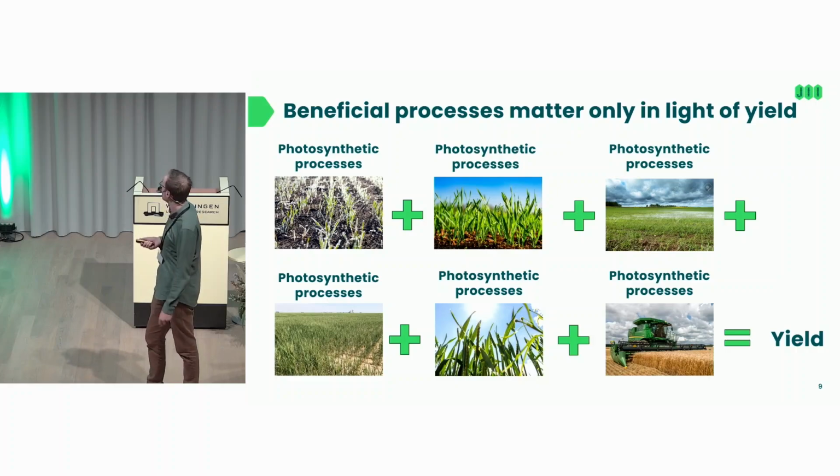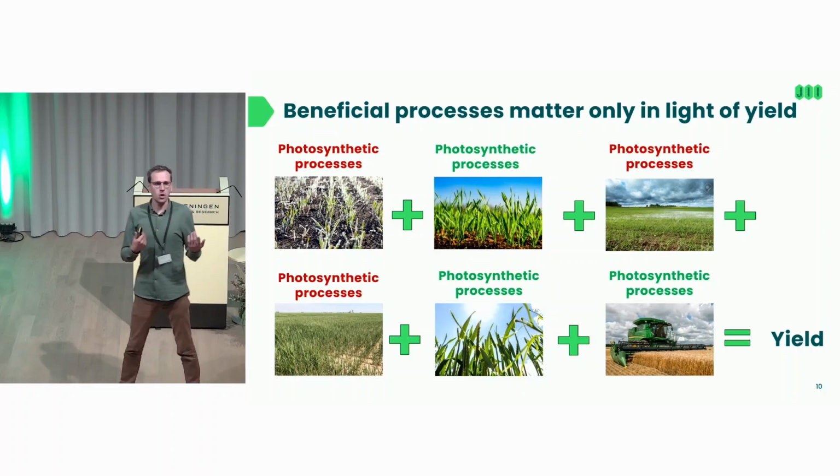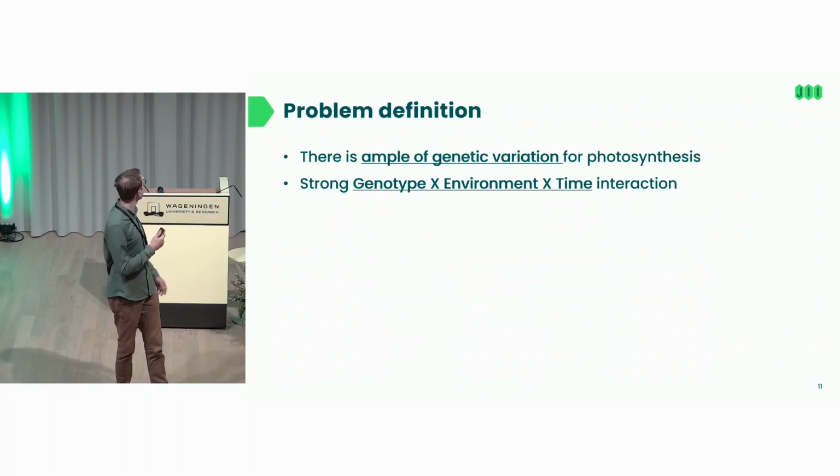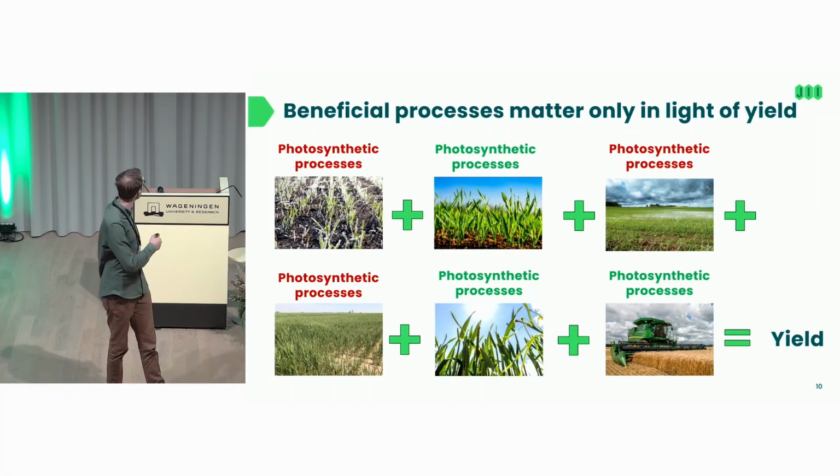But it may well be that it is only at specific time points that photosynthesis is actually limiting. And in others, it may not. So it's very hard to see this just by selecting on yield. So what we are now hoping to do is to start measuring photosynthesis throughout all of this time and then determine how it contributes.